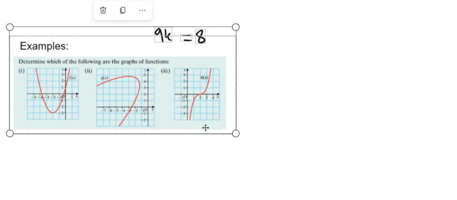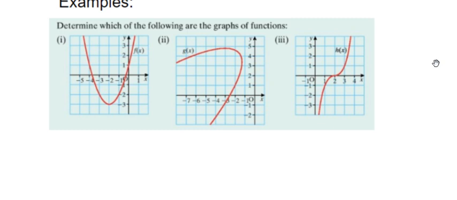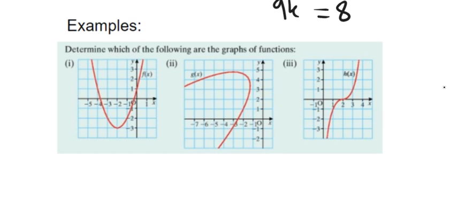So think about drawing vertical lines on these graphs now. If you want to have a think about it for a second, you can pause the video or whatever. Think about drawing a vertical line anywhere on the graph, and it should only cut it once if it's a function. If it's not, then it's not a function. You should be able to see the awkward looking ones are usually the ones that aren't functions anyway.